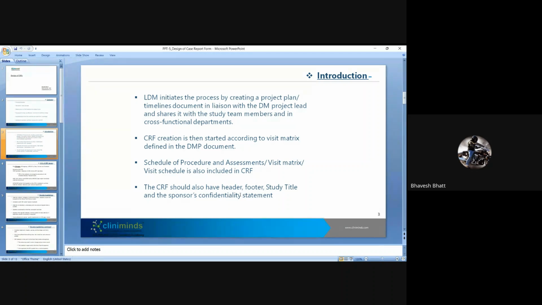So by using that template, which has a specific header, footer, the confidentiality statement, the sponsor's name, and the sponsor's logo, and all such information, that is something which we are using as a template file for creating CRFs. So with that said, let's look at the basic components of a CRF to be included.